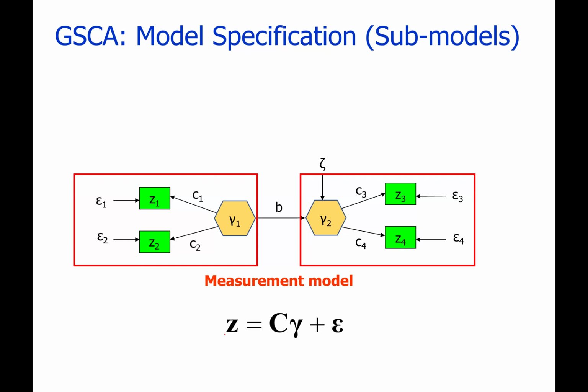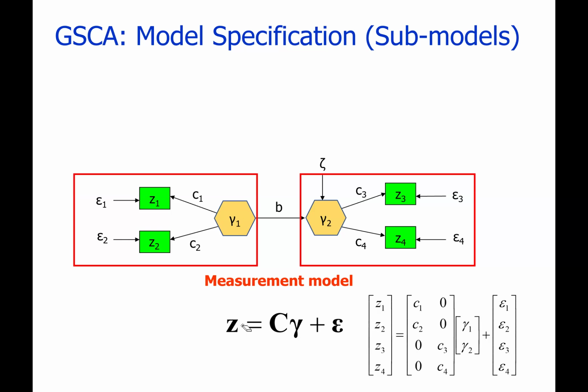So here, this Z vector consists of all indicators, and the C matrix consists of all component loadings, the effects of components on their indicators. And then this gamma vector consists of all the components. That's it. But again, no worries about this equation itself. For this example, this measurement model equation looks just like this.